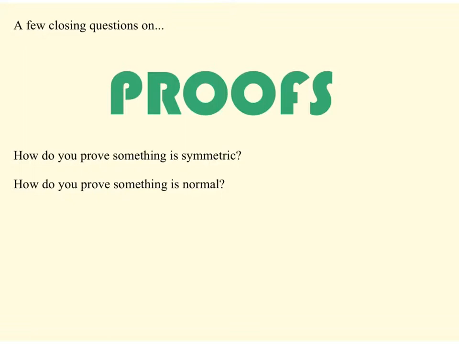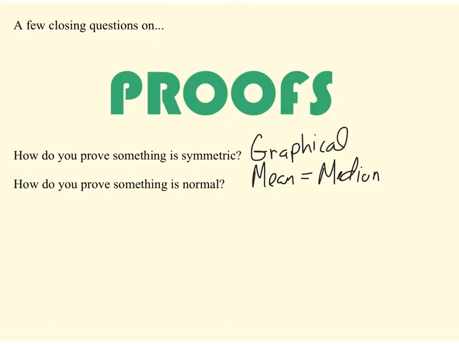All right, I just wanted to close this up with a couple of final things. First of all, how do you know something is symmetric? Well, certainly you could graph it, right? You can always do a graphical check to see if something is symmetric. However, we have a way to do it pretty nicely with just using statistics. We're checking if the mean and median are the same or approximately the same, okay?